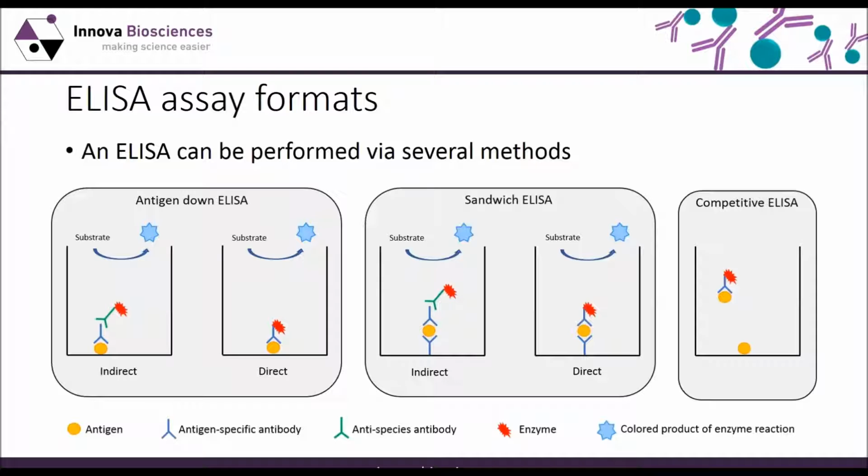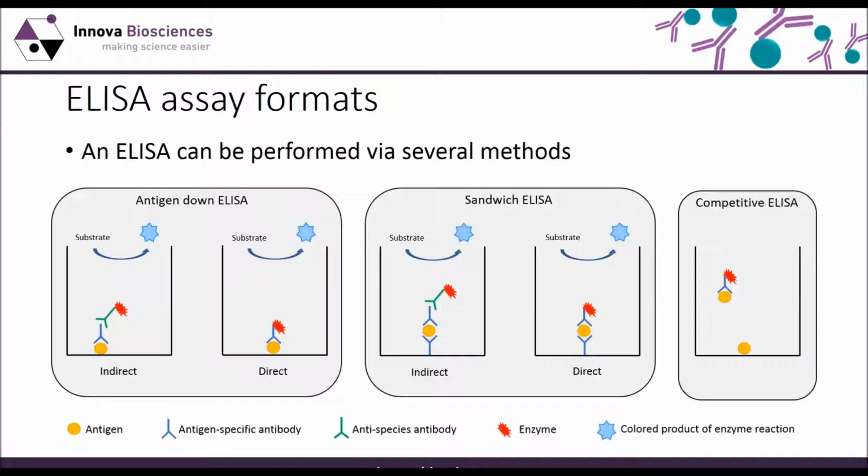A competitive ELISA is most commonly used when the analyte is small and cannot be bound by two different antibodies simultaneously, or in cases when only one antibody specific to the antigen is available. There are a number of different ways in which a competitive ELISA can be formatted.